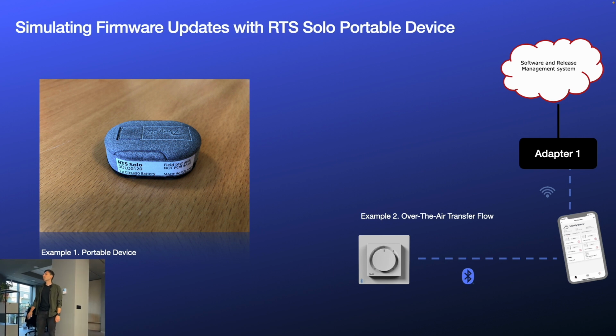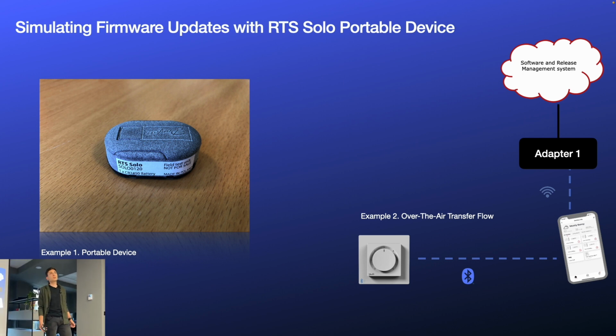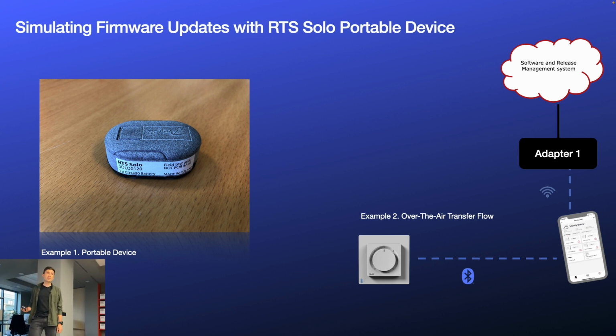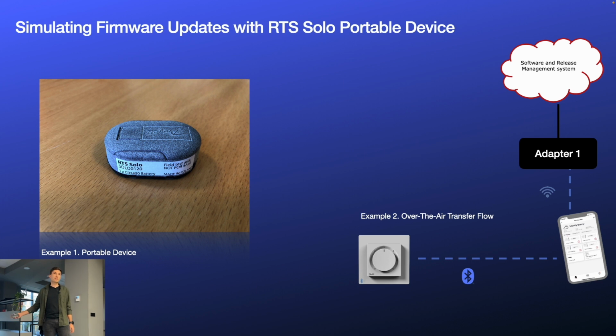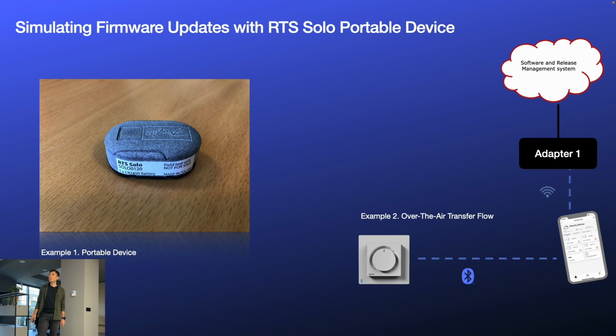For some of the features in the application, it was impossible for us to create them without any hardware. For example, the over-the-air transfer: the idea behind it is that on the Android application, we get the file from the server if there is an update, and that file is sent to the device in chunks of data. For that purpose, we use the RTS Solo device. It's a portable device with simple functions such as connecting, disconnecting, and receiving the file.